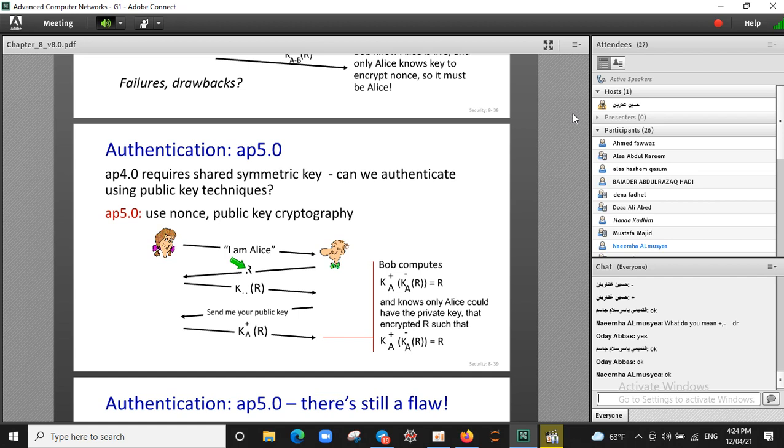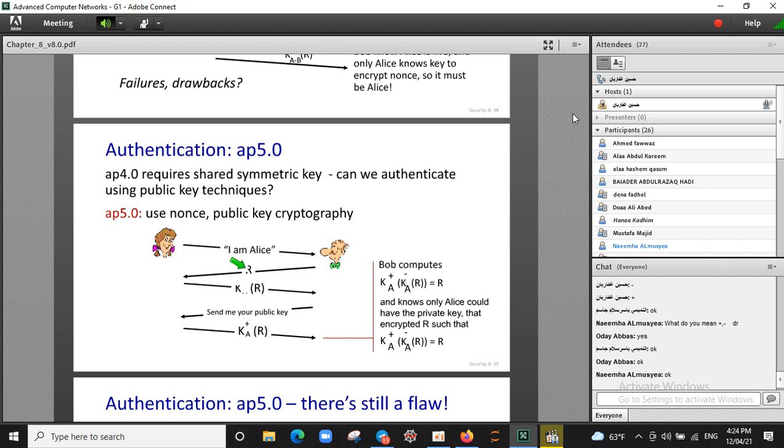So Trudy can sniff the messages and resend, replay or play back those messages. So Trudy can break this mechanism easily. What does it mean? It means that Bob has to change this message over the time. Bob must use a mechanism to change the message R along the time.